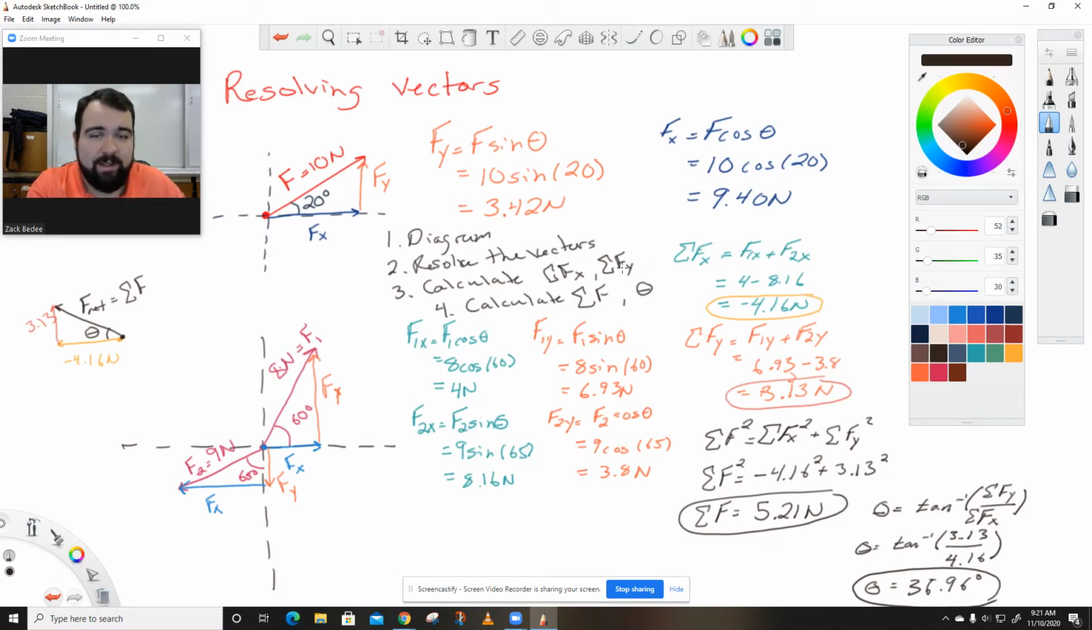How would you state your answer at the end? Just say F net equals 5.21 newtons at 36.96 degrees. And you could say that's above the negative x-axis. You could also go from the positive x all the way around. So use a total angle, which would be 90 plus 52.14, so 142.14 degrees. Okay, either one of those is a viable answer, and that's it.